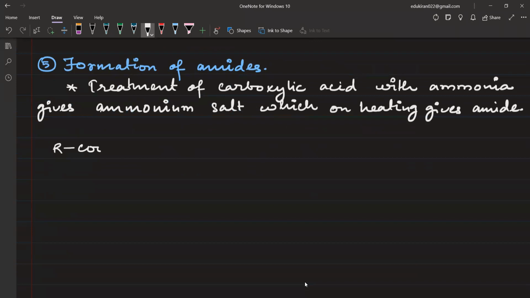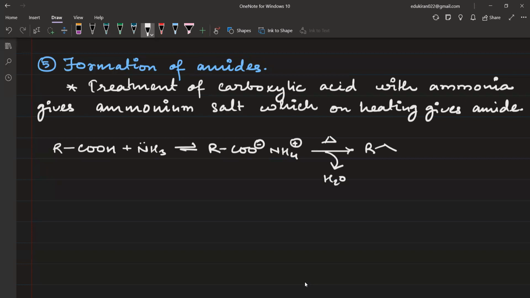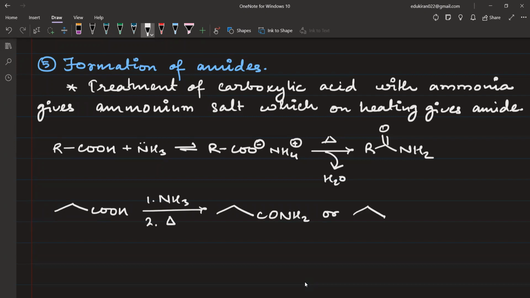So if you have RCOOH plus NH3, NH3 is a base because it has lone pair electrons, and it is going to give you the salt of carboxylic acid as RCOO negative. Nitrogen is going to abstract the hydrogen and form NH4 positive. So this is the ammonium salt. And if you heat it, it is going to liberate H2O, water. So you remove one oxygen, so you will get RC double bond O. And you are removing two more hydrogens from here, so you will get NH2. So this is amide. For example, if you have 3 carbon atoms plus NH3, first is NH3, second is heat, then you are going to make 3 carbon atoms, CONH2. Or you can write it like this also.